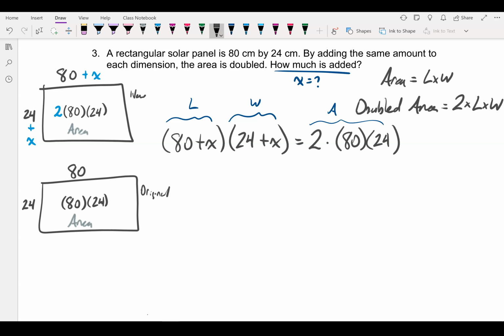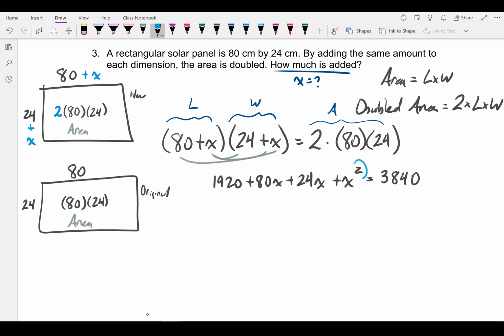Okay, let's expand this, see what happens. Multiply the first ones together, 80 times 24, that's 1920. Multiply the outside ones together, that's 80x. Multiply x times 24, that's 24x. Multiply x times x. That's x squared. That's where our quadratic comes from. Multiply all the right side, you get 3840. Okay, so we've got our squared term. That's great. We're going to be able to use the quadratic formula on this later.